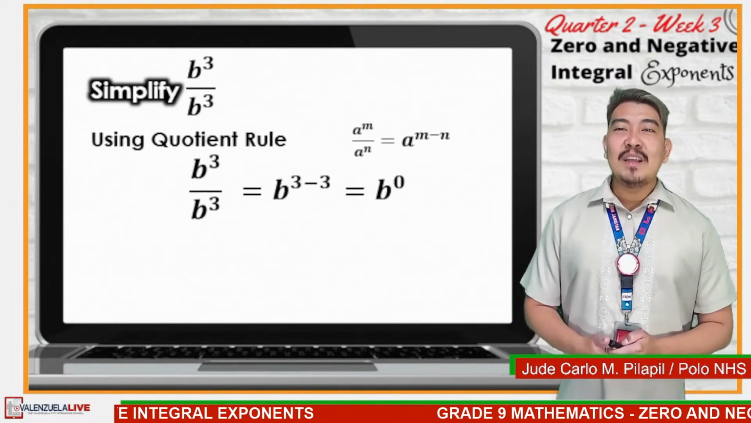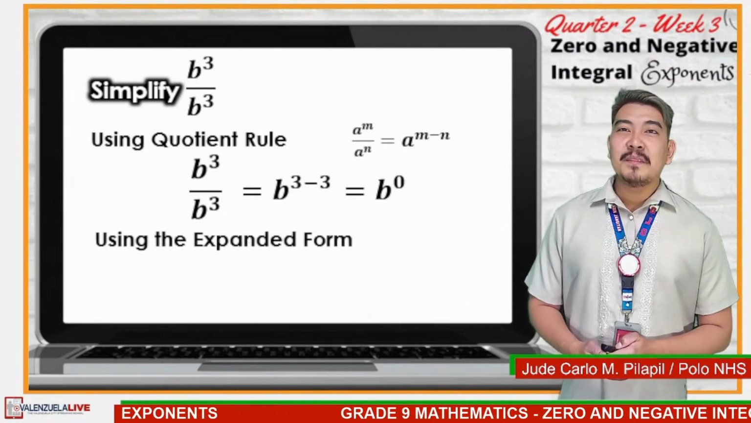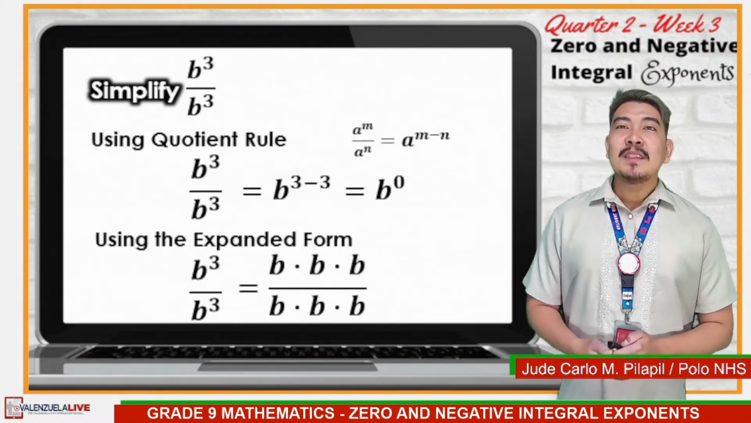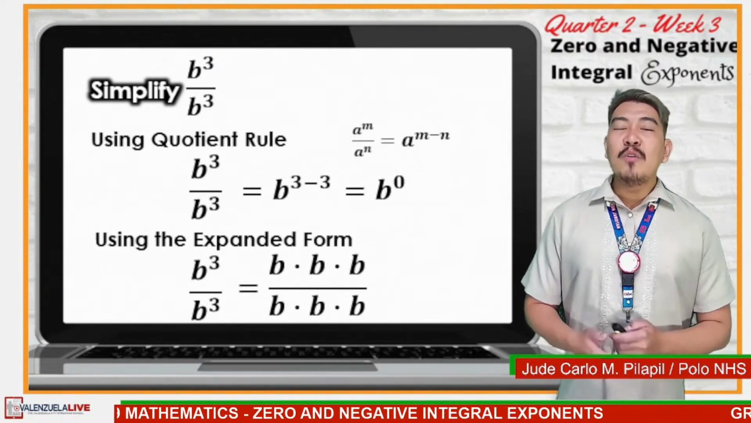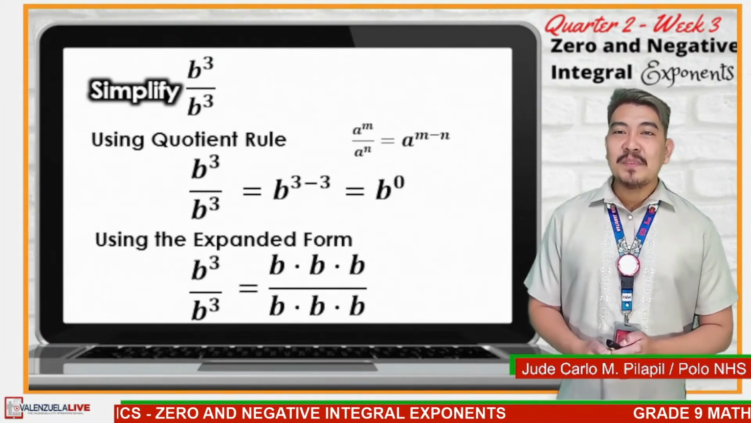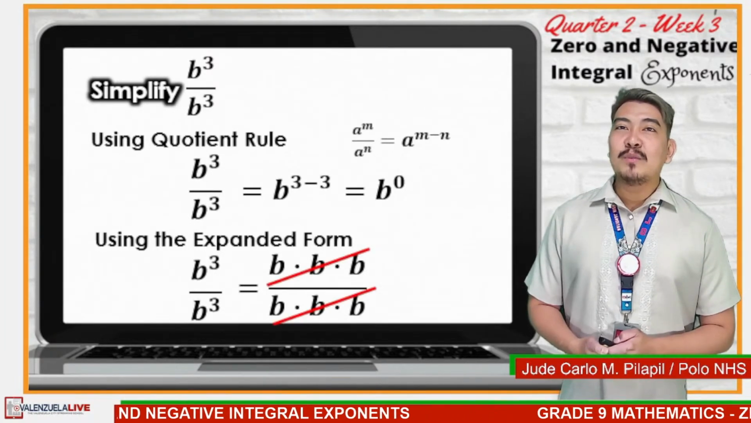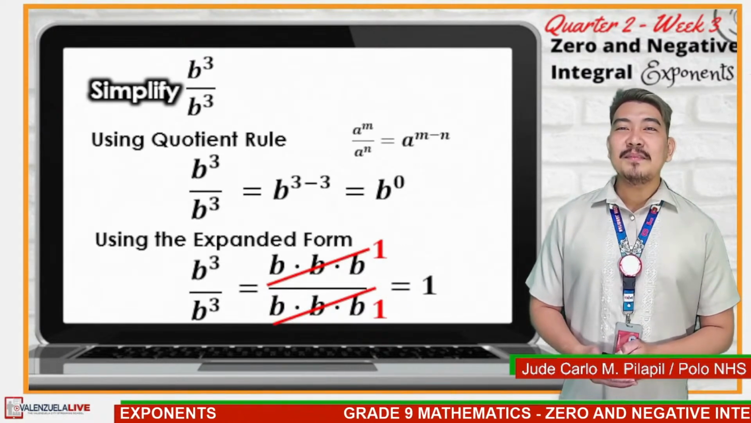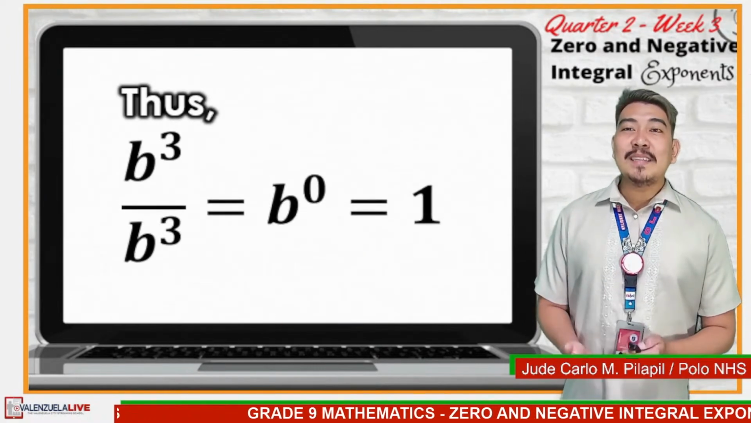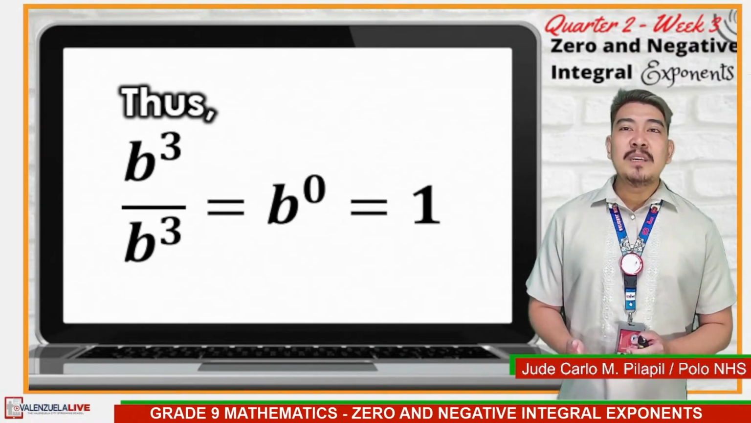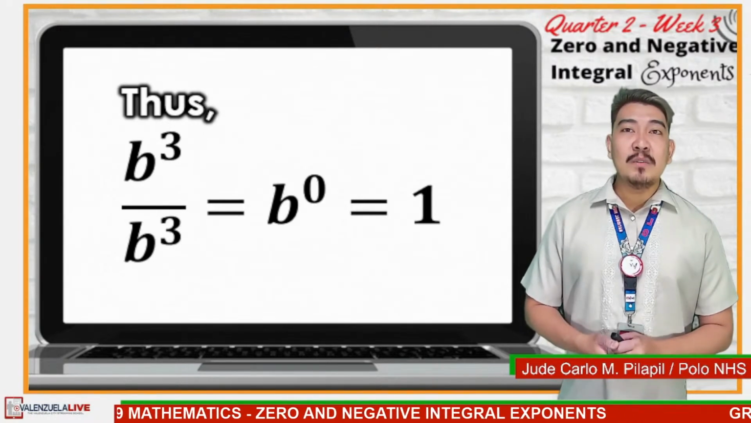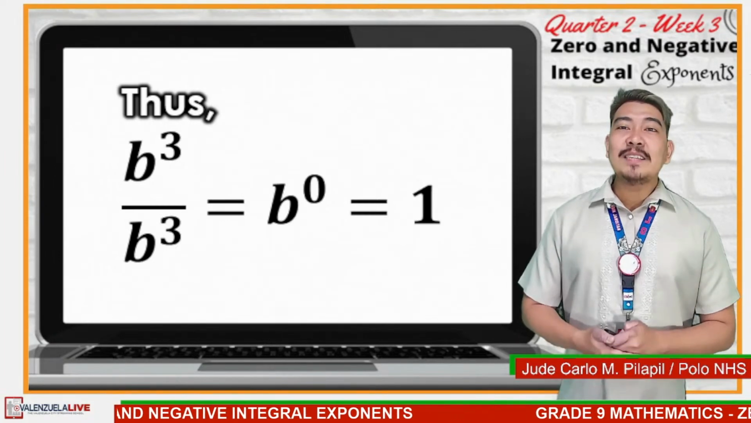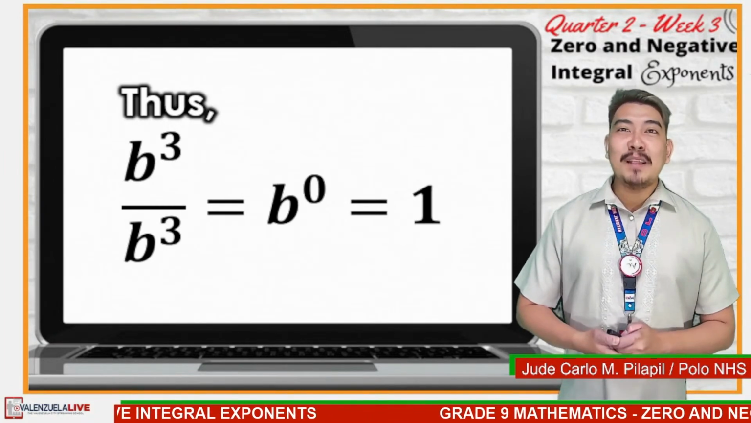On the other hand, we can use the expanded form. We have b cubed over b cubed, which can be expanded as b times b times b all over b times b times b. Canceling common factors will result in 1. 1 divided by 1 equals 1. From the statements, we can say that b cubed over b cubed is equal to b raised to 0 using the quotient rule. Simplifying this further will give us the answer of 1 using the expanded form.